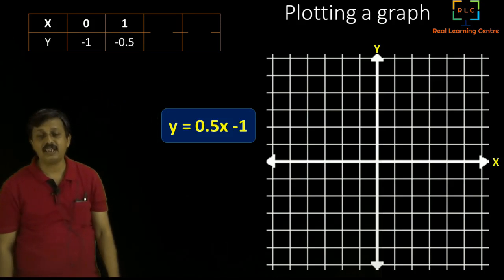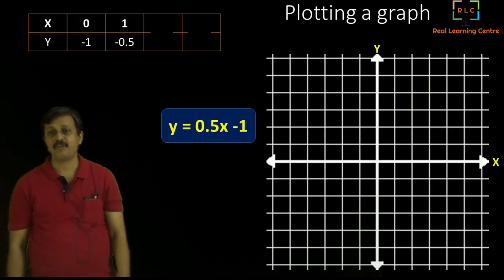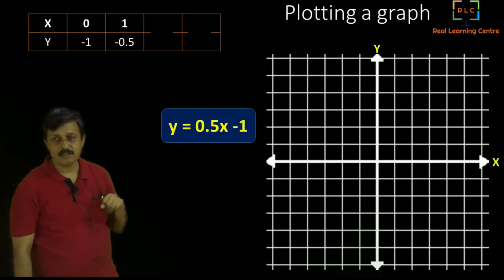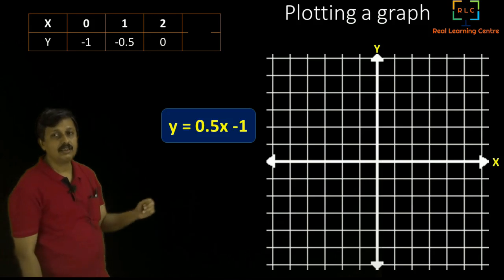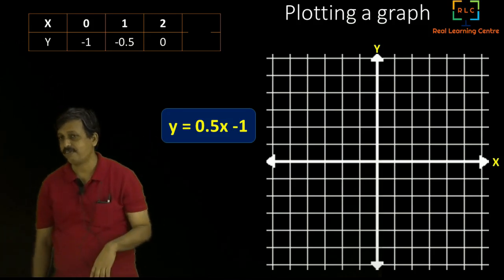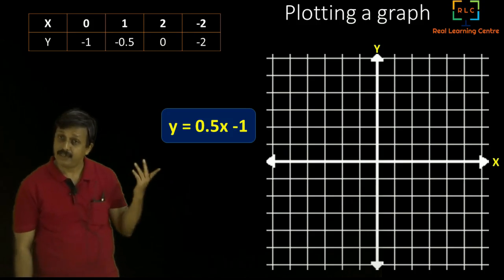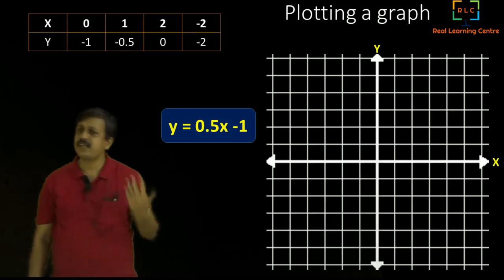Similarly, if I give x is equal to 1, you get y to be minus 0.5, because minus 1 plus 0.5 is minus 0.5. Similarly, if you give x is equal to 2, you get 2 into 0.5 is 1, 1 minus 1 is 0, y value is 0. So like that you can give values. If you give minus 2, you will get minus 2, you can check it. You can keep giving any number of values.